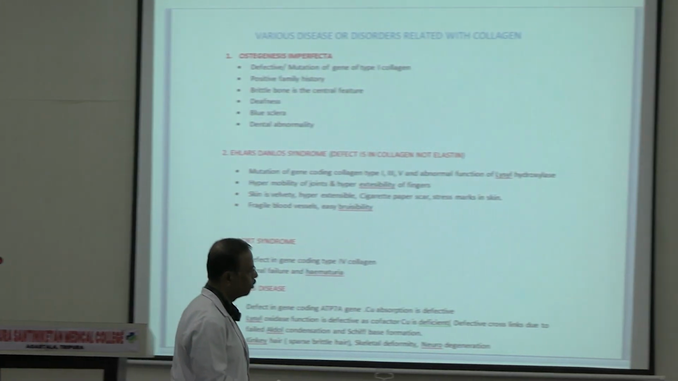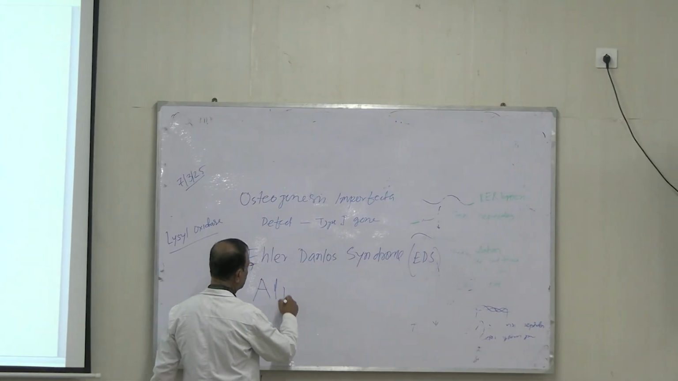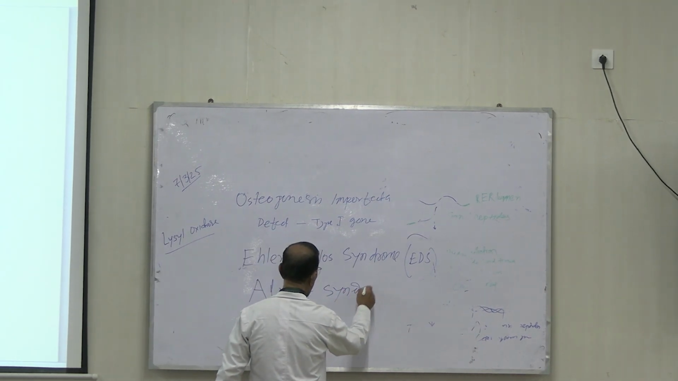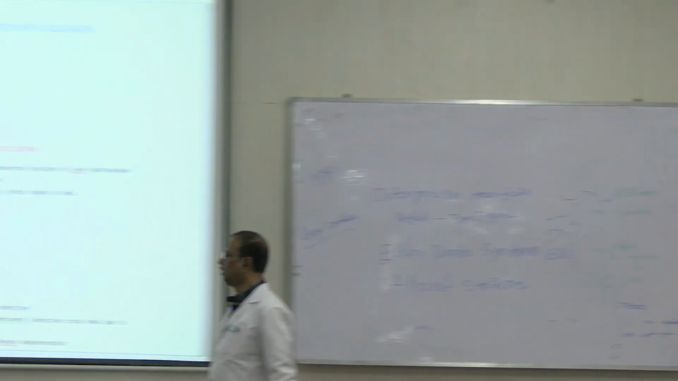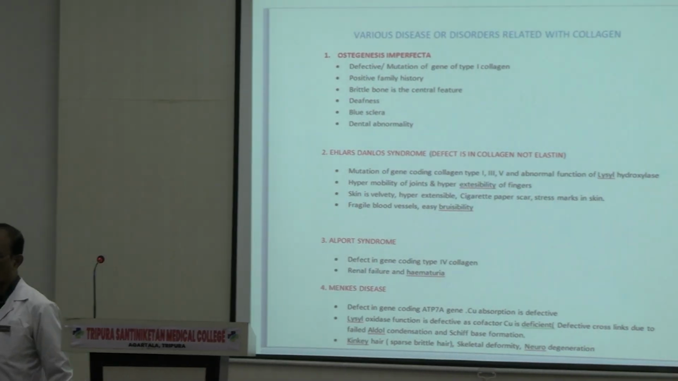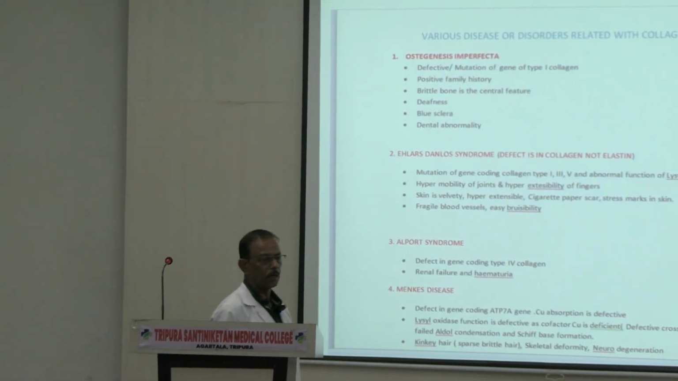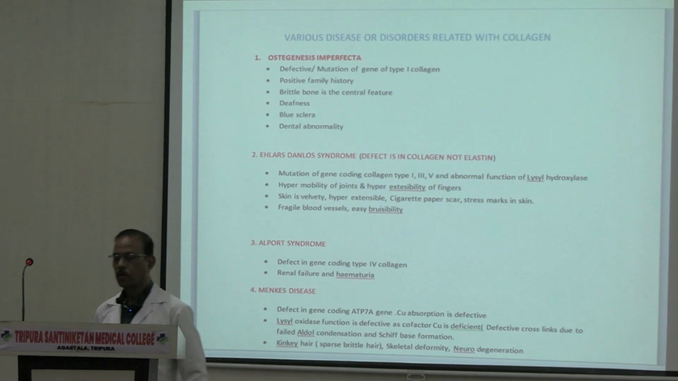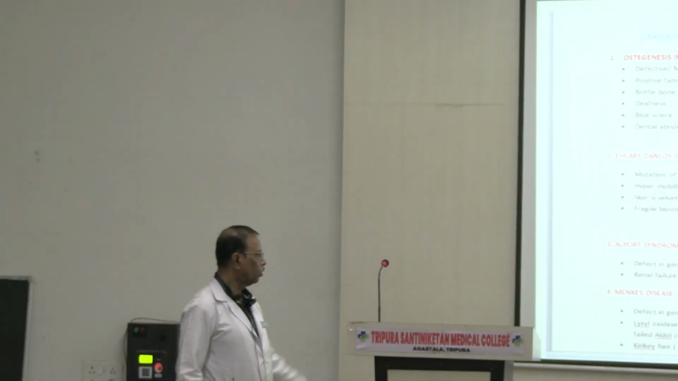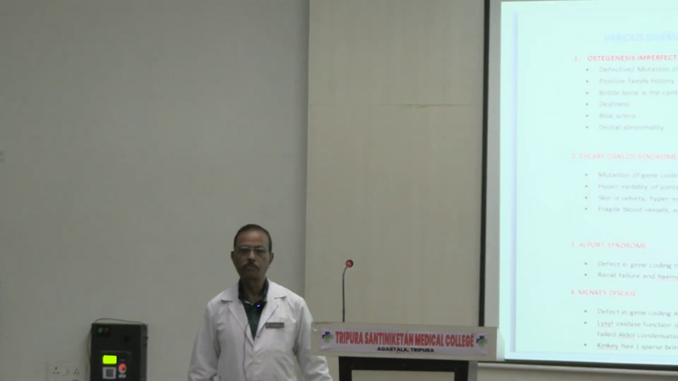The next is Alport syndrome. Alport syndrome is due to a defect in the gene coding type 4 collagen. Type 4 collagen is abundantly present in the lamina of the glomerular basement membrane. So there will be hematuria and renal failure.